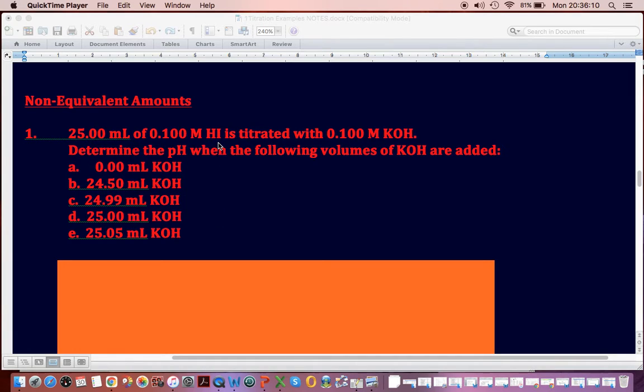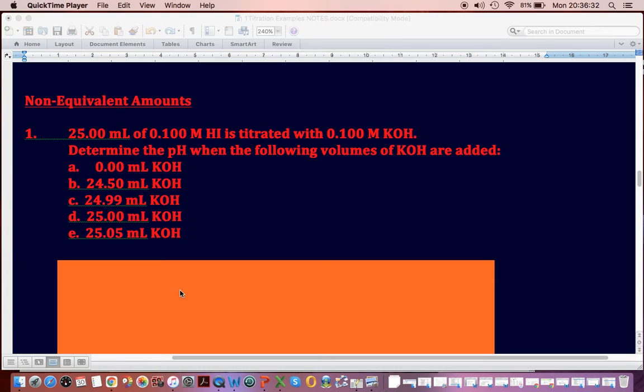Here we have HI being titrated against KOH. So we've got a strong acid, strong base. And there are 5 points where we want to determine the pH. And 2 of the points are really easy. It turns out that A and D are going to be no problem. But B, C, and E are going to require more work.